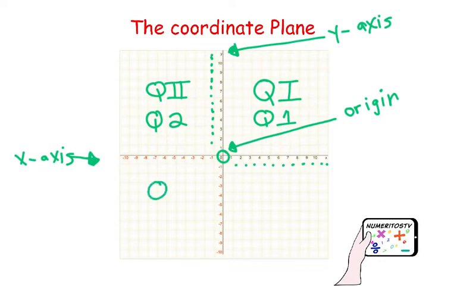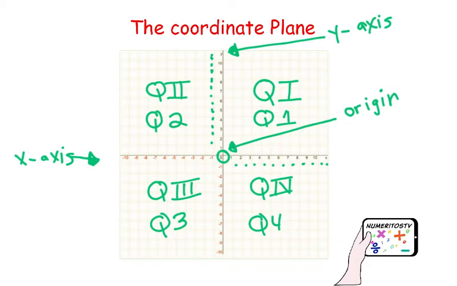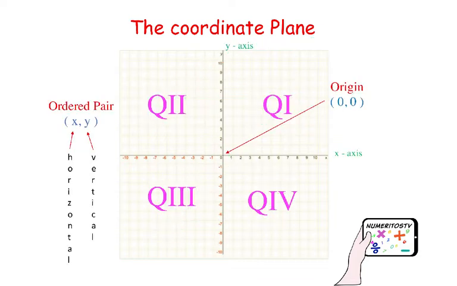And then the third, or Q3, and the fourth, as Roman numeral is an I and a V, or Q4. Remember that these quadrants are numbered counterclockwise. So where both x and y are positive, that will be your Q1, and then Q2, Q3, and then Q4, counterclockwise. This is how we number those quadrants.